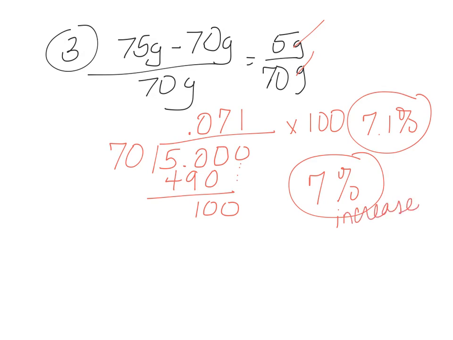So the reason why I stopped the math right here was because I knew that I was going to round to the nearest whole percent, and as long as I have this number 1, I know which way to round. I know I'm going to round down to 7 and not up to 8. So that's where I can stop the problem.